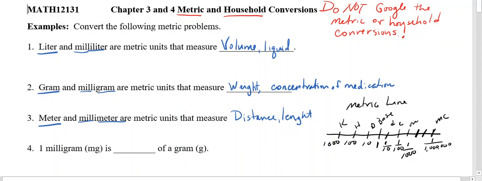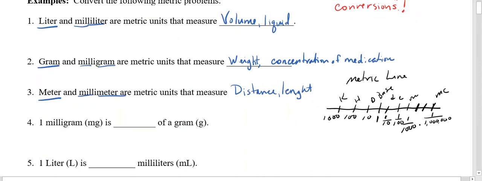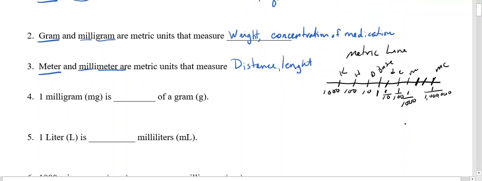So that gives you an idea when we're talking about a microgram. It's 1/1,000,000th of a gram. That means that it takes 1,000,000 micrograms to make a gram. So let's go from looking at the metric line to looking at the metric chart.